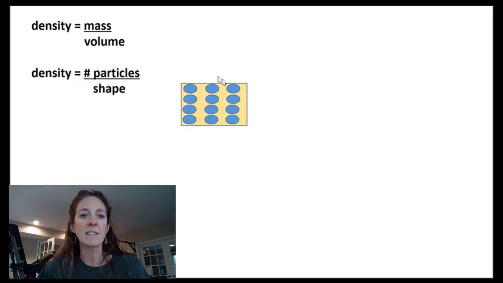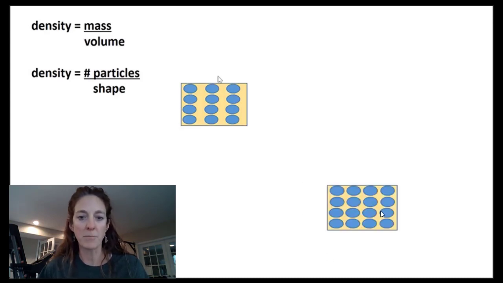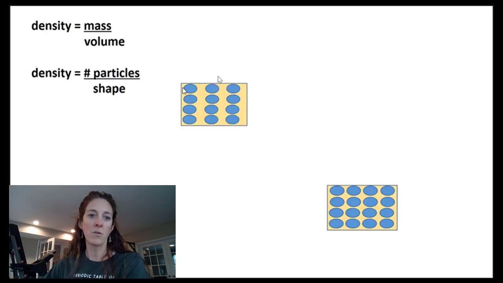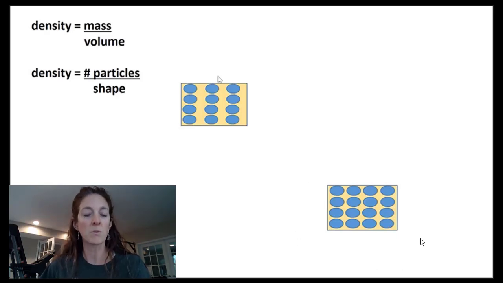Let's say that I wanted to compare the density of this object versus this object. We would say, well, we have again the number of particles per volume, or per the shape. So 12 compared to 16. Well, this one is more dense. There are more particles in a given amount of space. So more dense, less dense.